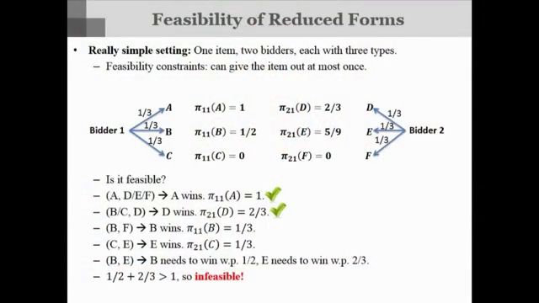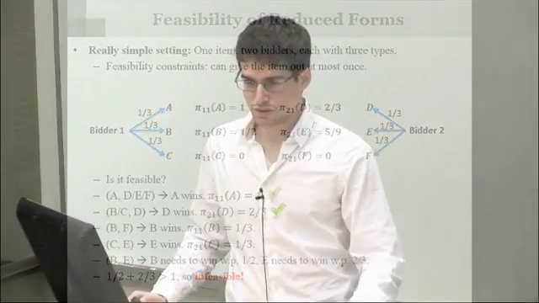Okay, so to help you understand this, I'm going to give an example. The purpose of this example is, one, just to give you an idea of what it means to say a reduced form is feasible, and two, to convince you that this is an interesting, non-trivial problem. So I'm going to do a really simple example. It's just going to be one item and 2 bidders, and each bidder is going to have 3 types. Furthermore, each bidder's type is going to be chosen uniformly at random.